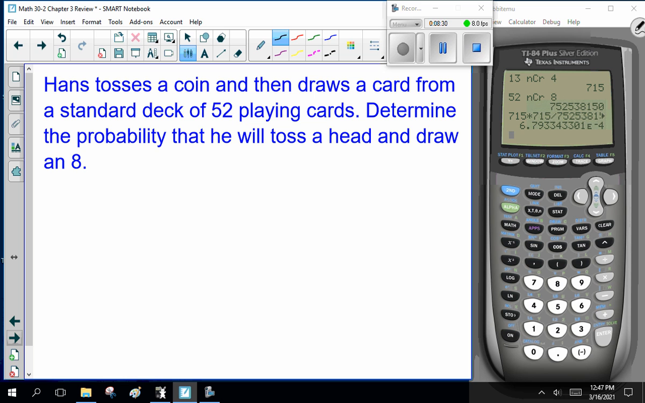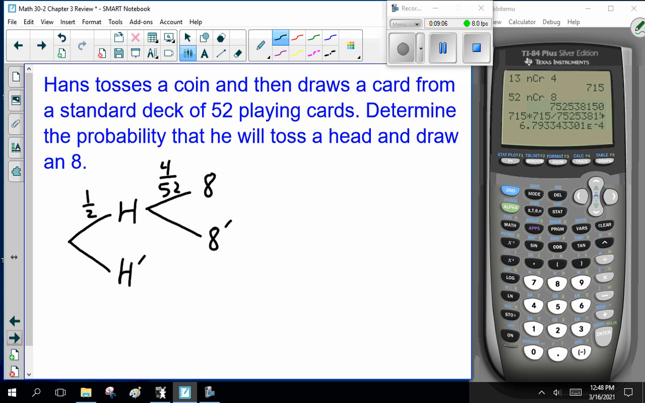Hans tosses a coin and then draws a card from a standard deck of 52 playing cards. Determine the probability you toss a head and draw an 8. Well, I like setting up a tree for this. You don't have to, but. Okay, so he tosses a coin. He'll either toss a head or not a head. Okay, also, sorry, in class I'm talking about heads and not heads. So that's a 1 in 2 chance of getting a head on the toss, and then draw an 8, or not 8. Now, there are 4 8s in the deck of 52.